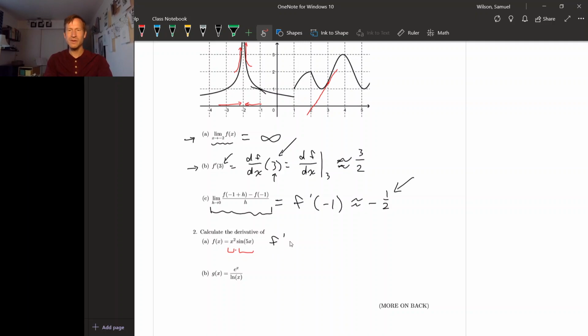So when we do the derivative, we have to deal with the multiplication first, and we'll deal with it by using the product rule. So we need the derivative of the first part, which is x squared, times the second part with no derivative, plus the first part with no derivative, that's x squared, times the derivative of the second part. So derivative of sine 5x.